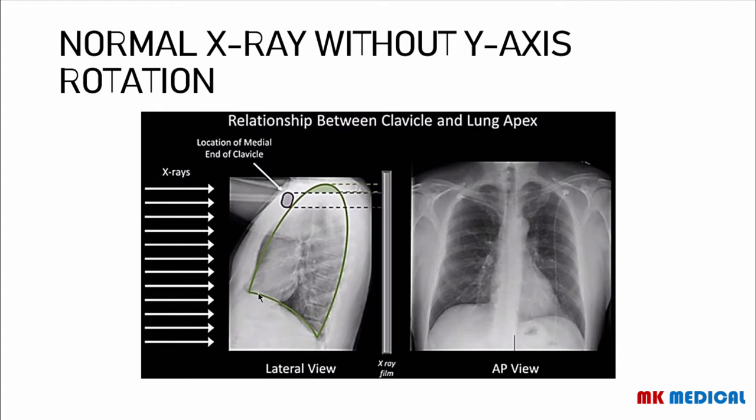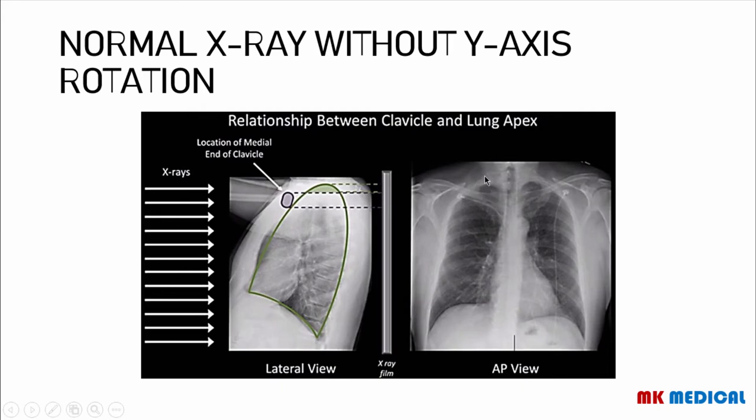So normally this is what's supposed to happen, the relationship between the clavicle and the apex of the lungs. We have these x-rays that are supposed to be entering the body at 90 degrees. So you have this clavicle here, and you have this x-ray beam that's going to come and hit the clavicle and be attenuated. Another one is going to come above the clavicle and pass through, such that you get this normal presentation. So this is a normal AP view of how it's going to appear.